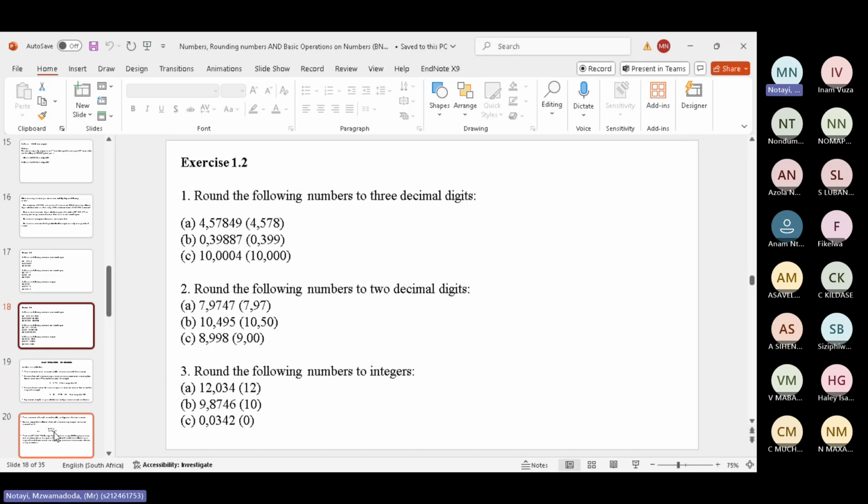Round off the following to the integers. 12.034 becomes 12. 9.8745 becomes 10. 0.0342 becomes 0. Well done, guys. I said that you got those correct.